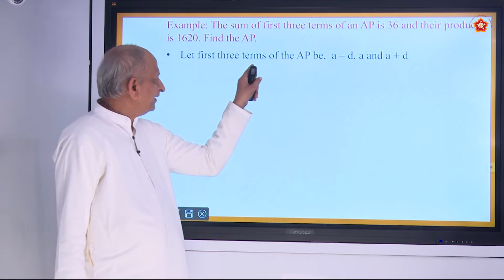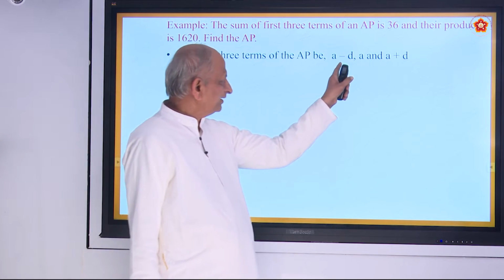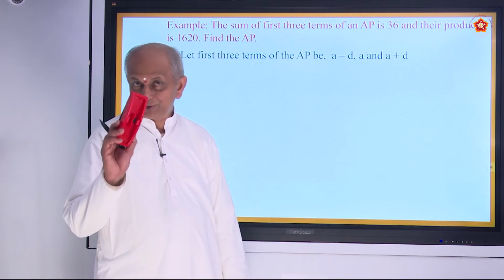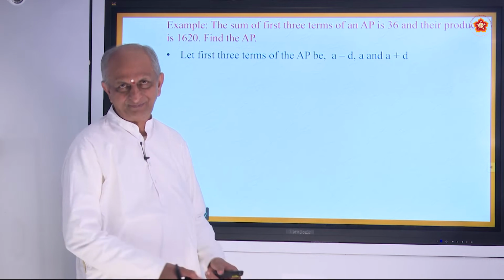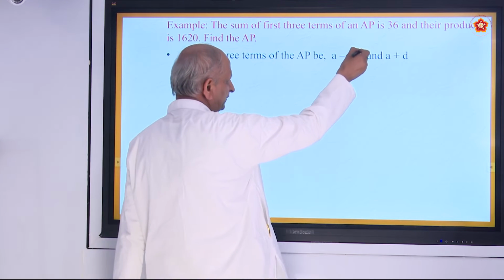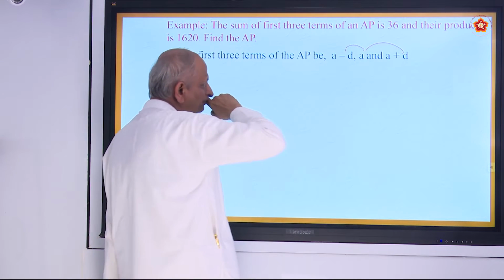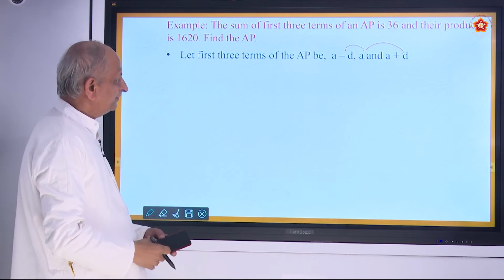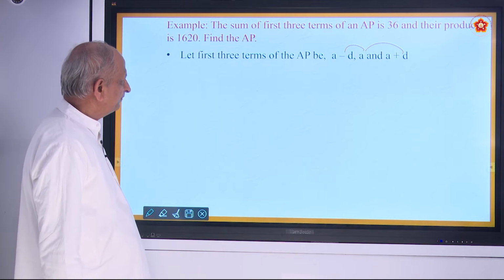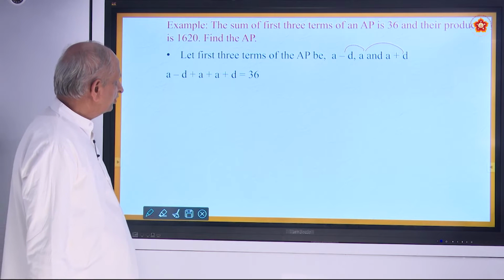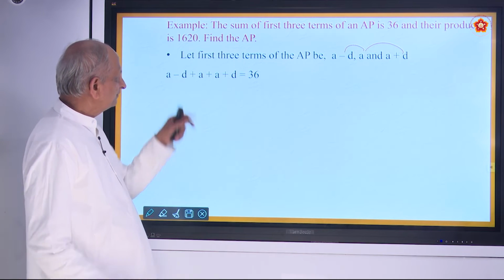Let the first 3 terms be A minus D, A and A plus D. But you must note that the common difference is the same. Here the common difference between A minus D and A is D, and between A and A plus D is D again. So they are given the sum.